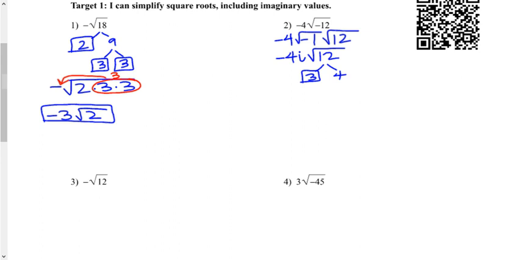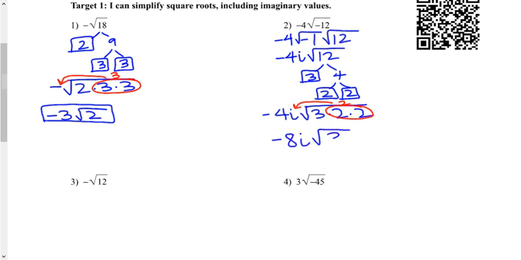3 is prime, I'm going to box it. And then 4 can be broken down into 2 times 2. I'm going to box those as well. So now I have negative 4i root 3 times 2 times 2. And again in red, I'm going to circle my pairs. So I have a pair of 2's, which means I'm pulling out 1, 2. And it's going to go right out front, being multiplied by that negative 4i. Now when I multiply it out front, negative 4i times 2 just becomes negative 8i. And then I still have that root 3 left over. So negative 8i root 3 is the answer for number 2.